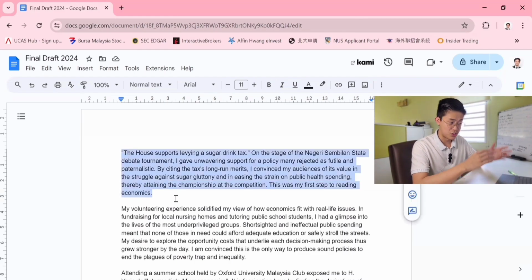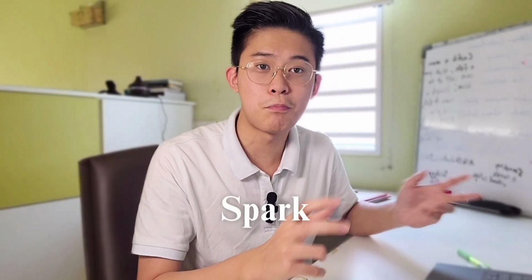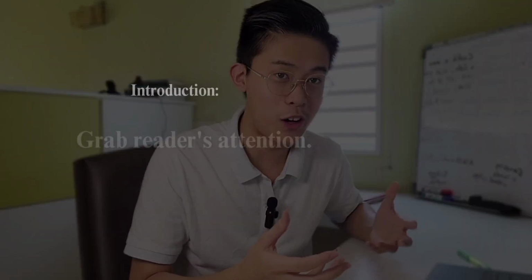The first paragraph, which is the introduction, it is very important for you to grab the attention of whoever is going to read it. There's actually a lingo for it in my college. People call it a spark, which is the part where you want to grab the attention of the reader. This is my attempt at it.